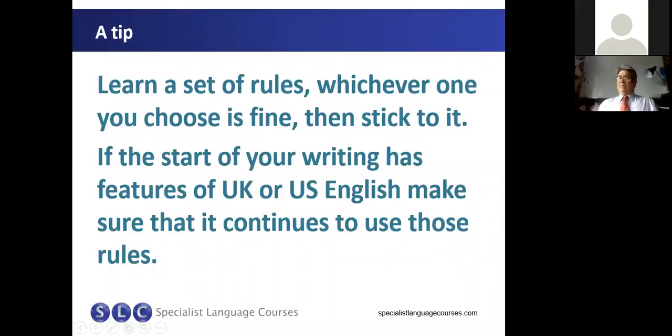So here's my tip for you when you're looking at writing. Learn a set of rules. Whichever one you choose is fine. Then stick to it. If the start of your writing has features of UK or US English, not a problem. The examiners don't make a judgment whether one is right or wrong. It does become a problem when you mix it up.